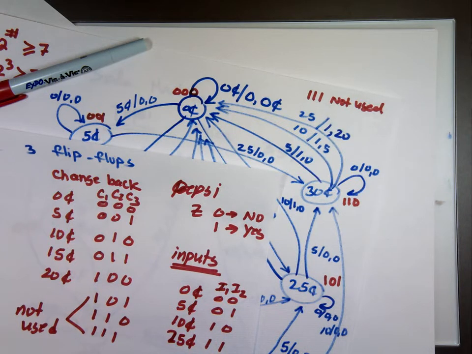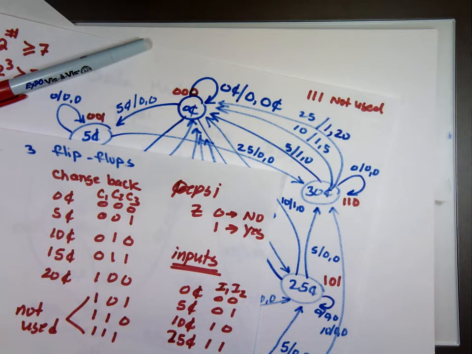Now the next one, 1, 0, 1, you'd stay at 25. You put nothing, you stay there. No change back, nothing. 25, you put 5 cents, you go to 30. 30 is what? 1, 1, 0. No change back, nothing. If you're at 25 and you put 10, that's 35 cents. I mean, that's reset. No change back, and a soda.